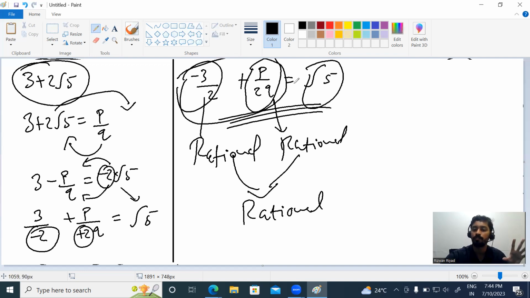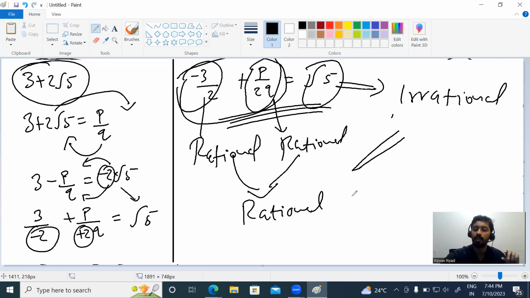But what about root 5? It is irrational. We have proved the same thing in the last question. This is a contradiction, because a rational number and an irrational number cannot be equal. Rational numbers are always different from irrational numbers. It's not possible for an equality between them. So this is a mathematically wrong statement. So we can conclude that we made this mistake because of our wrong assumption. This was wrong. So 3 plus 2 root 5 is not a rational number. It is an irrational number.